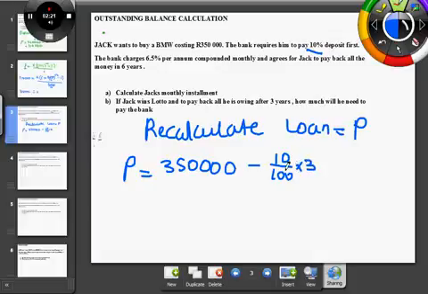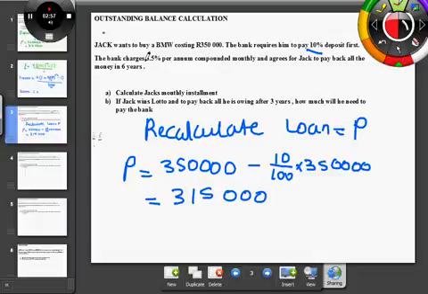10% of 350,000 is 10 over 100 times 350,000. Or you can just simply start by finding 10%. After you find the 10%, you can then subtract it from the equation. This will give us 315,000. Now, remember, this is the loan that Jack is actually getting from the bank. Now we can use this value to calculate our installment.